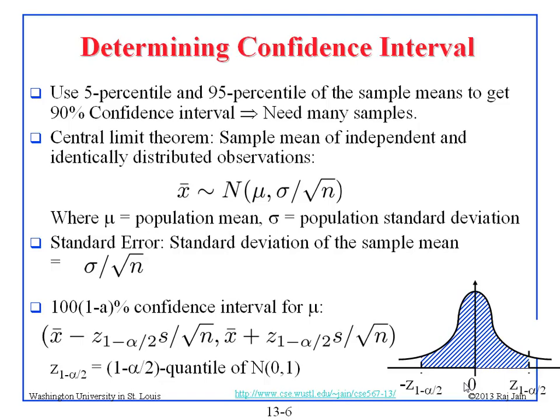And so basically mu we don't know, but we know that x bar has a 90% chance of being between mu minus this and mu plus that, and therefore we think that mu is in this range.